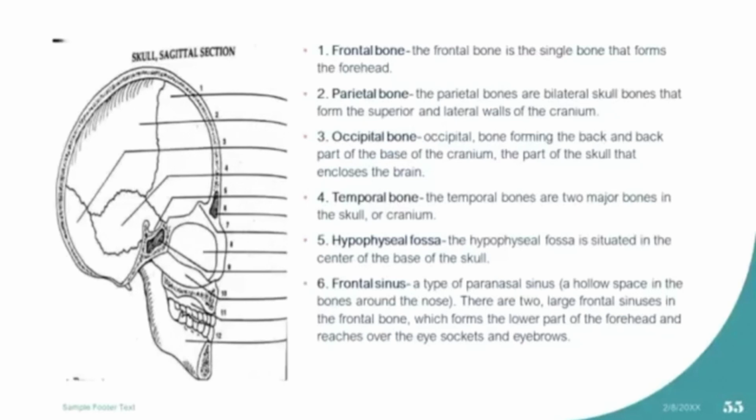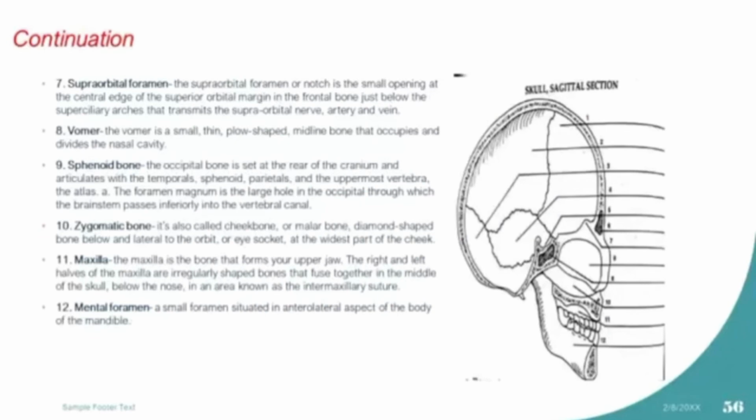And the last one is frontal sinus, a type of paranasal sinus. There are two large frontal sinuses in the frontal bone which form the lower part of the forehead and reach over the eye sockets and eyebrows. 7. Supraorbital foramen. The supraorbital foramen or notch is the small opening at the central edge of the superior orbital margin and the frontal bone, just below the supraciliary arches, that transmits the supraorbital nerve, artery, and vein.